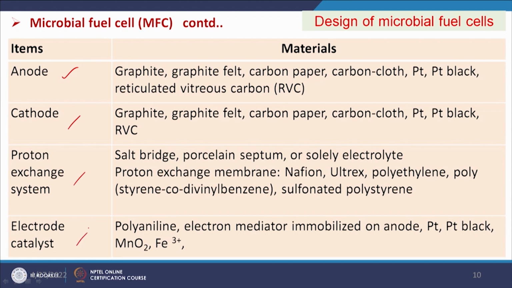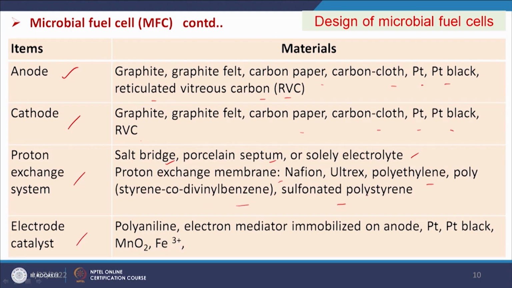So, different types of material have been used as anode and cathode, like say graphite, graphite felt, carbon paper, carbon cloth, platinum, platinum black, reticulated vitreous carbon. Similarly, for cathode also graphite, graphite felt, carbon paper, carbon cloth, platinum, platinum black, RVC. And proton exchange system like very simple salt bridge, and then porcelain septum or solely electrolyte, or proton exchange membrane like Nafion, Ultrex, polyethylene, polystyrene, co-divinyl benzene and sulfonated polystyrene.